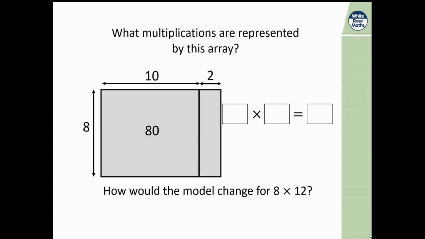Because 10 plus 2 is equal to 12, which is the same as if I've got my 8 on the side there, 8 multiplied by 12. So I know that 8 multiplied by 10 is 80, so then if I was to multiply my 8 by 2, that would give me 16. So 8 multiplied by 12, if I add my 80 and my 16 together, that would give me 96.